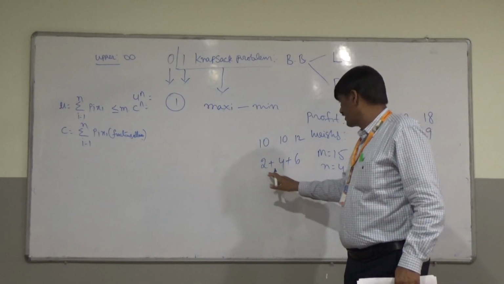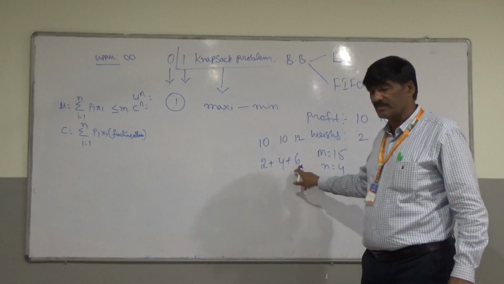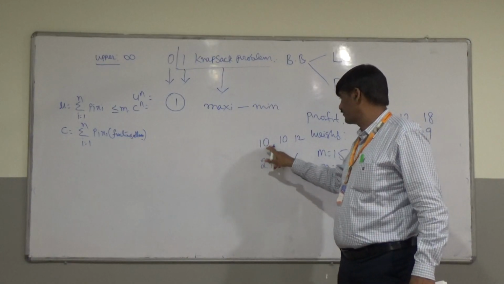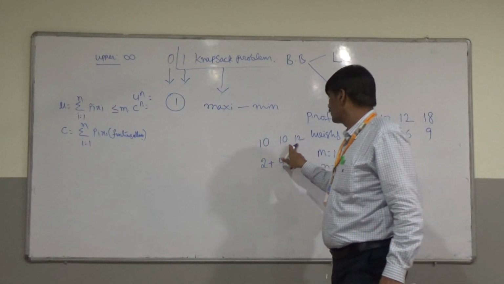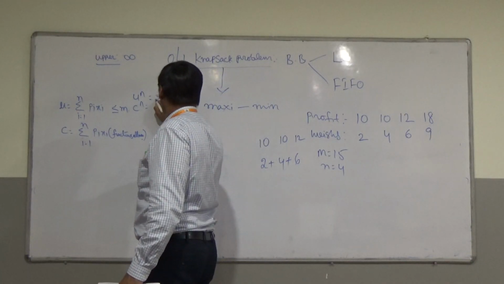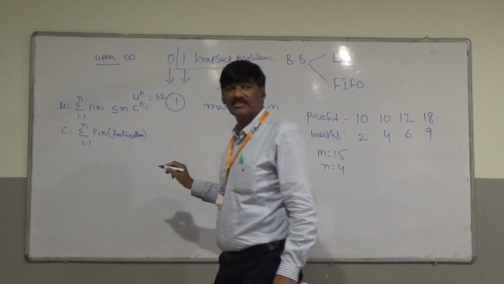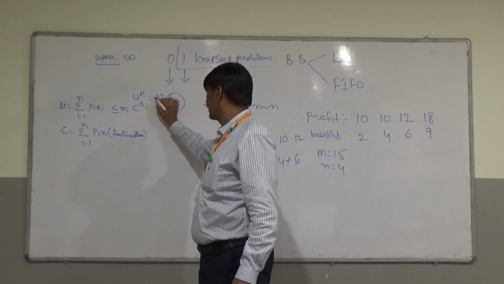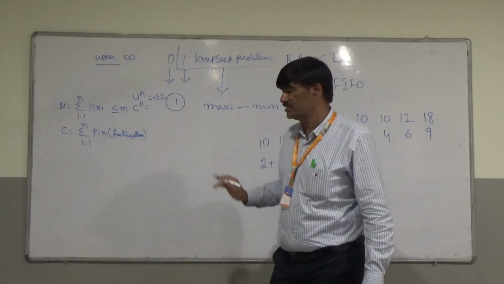So the total weight is 2 plus 4 plus 6, which is possible. The total cost is 10 plus 10 plus 12, so the total is 32. So here the upper bound value is 32. Generally you need to consider negative values for that, so I consider minus 32. This is the upper bound value.